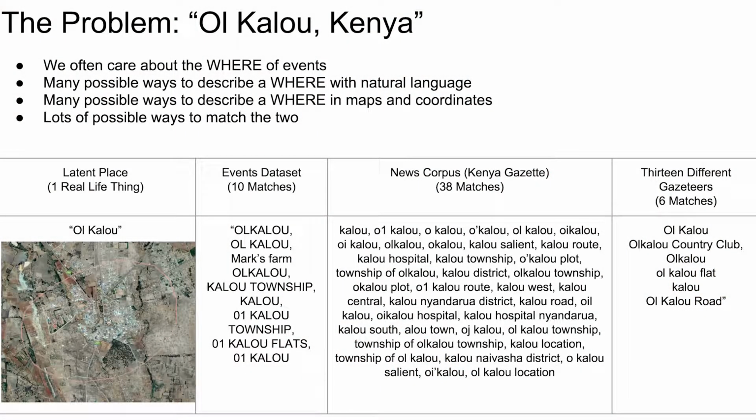The problem that I'll be tackling is georeferencing. The reason we care about this problem is we often care about the where of events. Which village did an attack happen in? What town was a well built in? Which country did Trump insult today? We want to be able to relate things that happen to the places where those things happen.